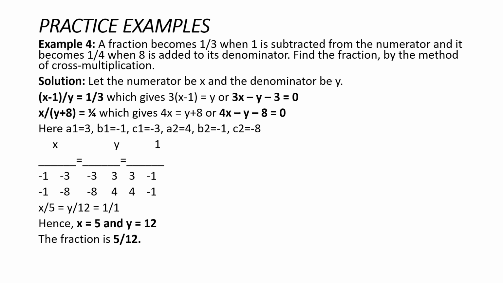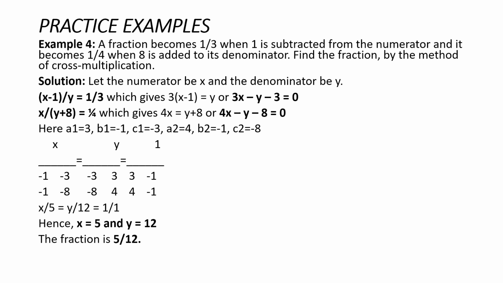So the numerator is x, but 8 is added to denominator, so it will become y plus 8. The fraction is x upon y plus 8, which is equal to 1 upon 4, which gives us 4x minus y minus 8 is equal to 0. So now we first list down all the coefficients. A1 is 3, B1 is minus 1, C1 is minus 3, A2 is 4, B2 is minus 1 and C2 is minus 8.